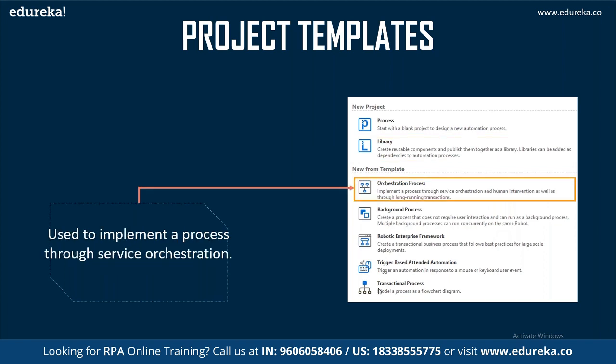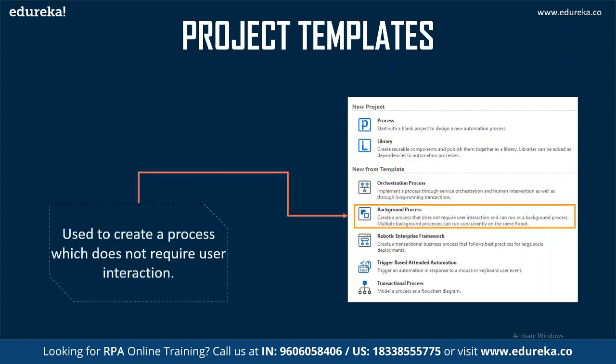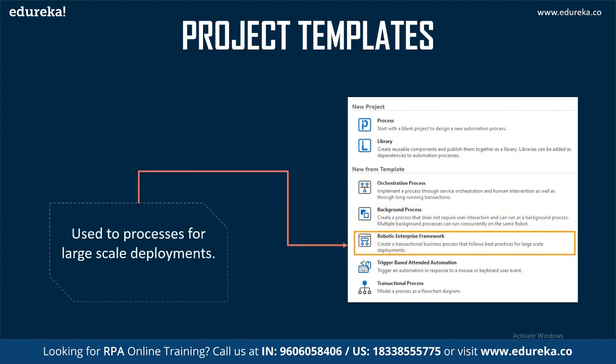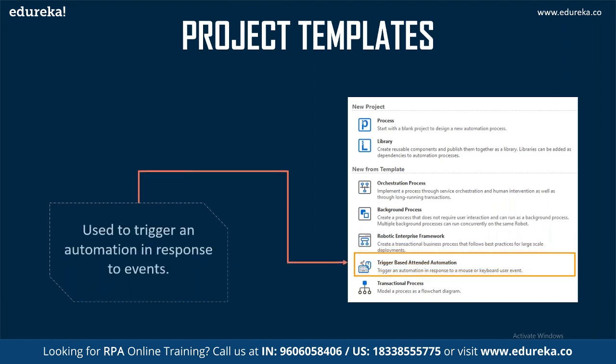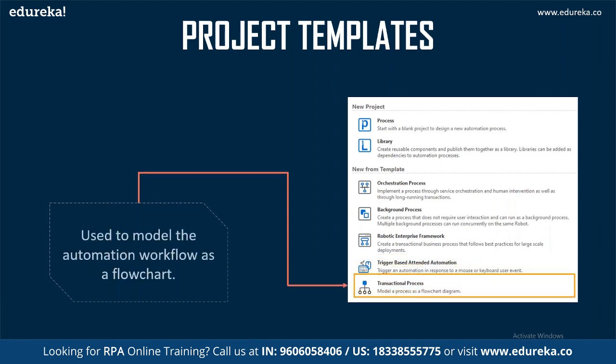All right. So then we have background process, where we can create a process which does not require user interaction. There can be multiple background processes running. And then we are going to work on the Robotic Enterprise Framework, which is basically used for deployment of large-scale requirements. And then we have trigger-based attended automation, that means where we want to respond to events, and that too in an automated way. And then at last we have transactional process, where we use it for modeling the automation workflow as a flowchart.